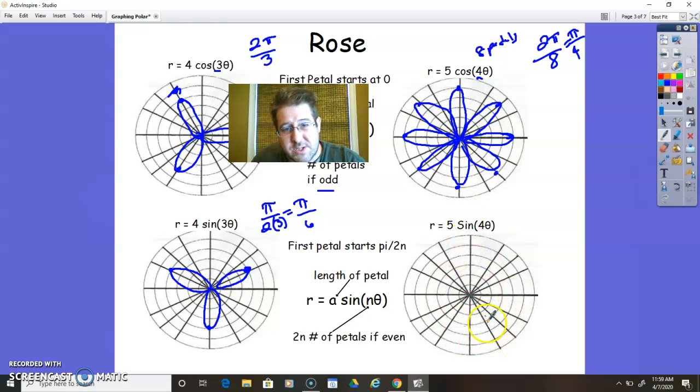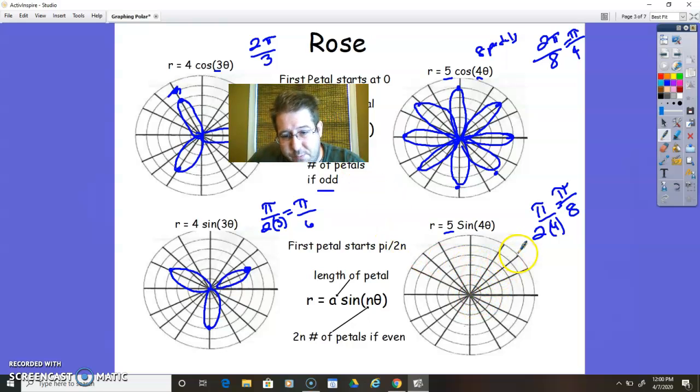Okay, this question is going to be exactly the same. It's going to be 8 petals. The only difference is it's got the same maximum length of each petal. The difference is the fact that it's sine instead of cosine. So it's pi divided by 2 times n, which is 4. So this is actually going to not start at 0. It's going to start at pi over 8.